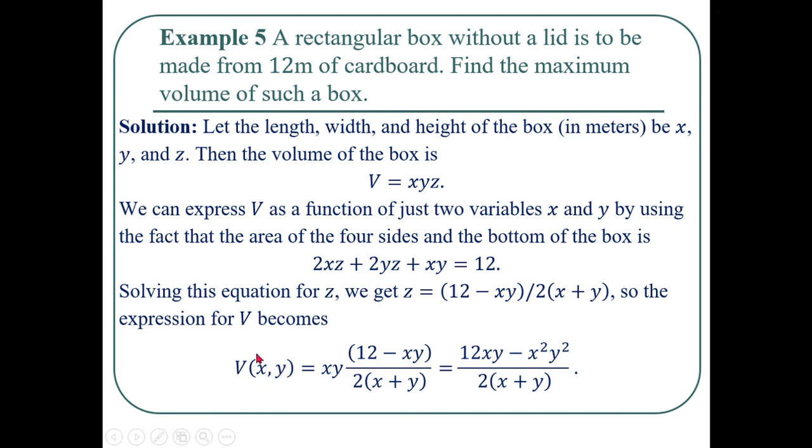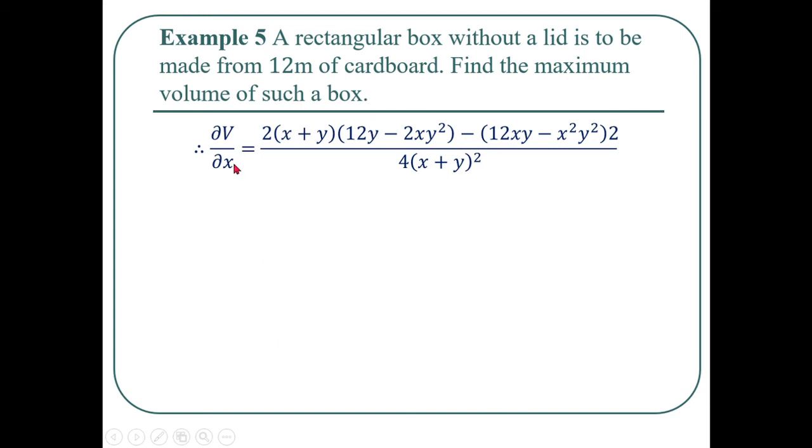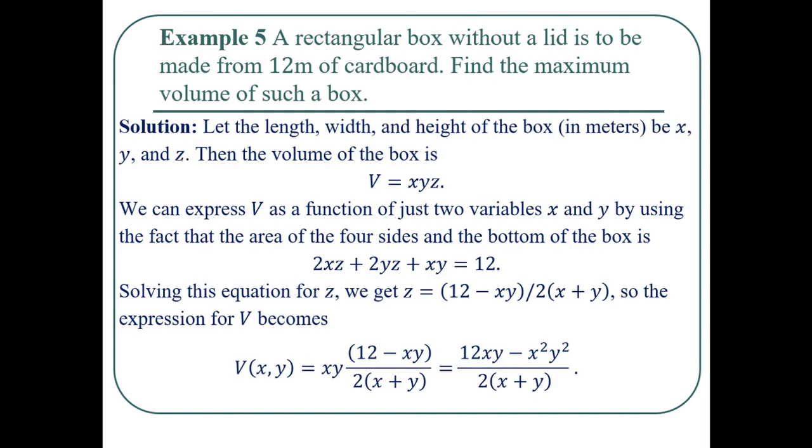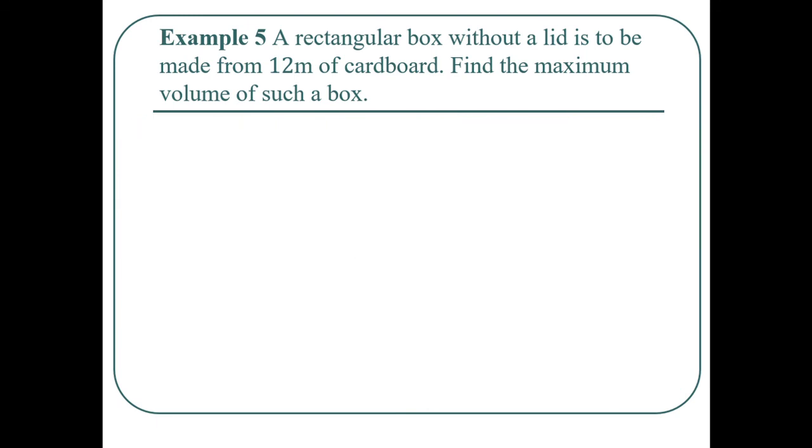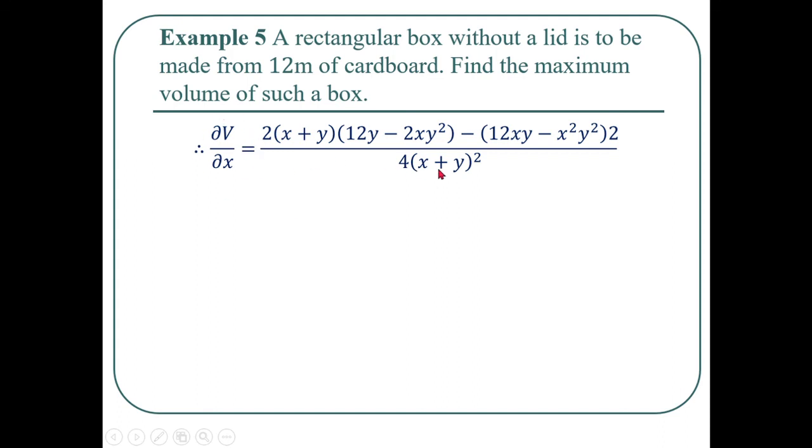Now to find the maximum value of this function, we have to first of all find the critical points of V. For that we have to differentiate it partially with respect to x. We will get the partial derivative of V with respect to x, as you can use your quotient rule. In the quotient rule, what you have to do is take the square of the denominator, and in the numerator, the denominator times the partial derivative of the numerator with respect to x, minus the numerator times the partial derivative of the denominator with respect to x. So it will be Vx at (x, y) is equal to the partial derivative, here you have to take the square of the denominator, this 2(x plus y), the denominator, into the partial derivative of the numerator with respect to x.